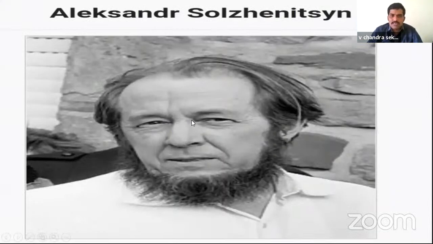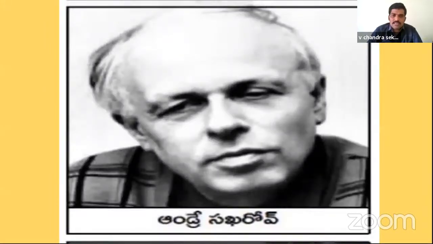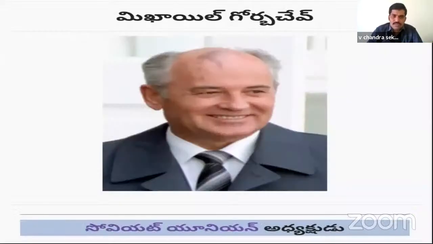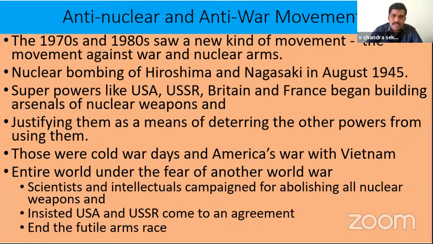Here we can see Aleksandr Solzhenitsyn is a writer, and Andrei Sakharov is a nuclear scientist. Both led social movements in the USSR. Mikhail Gorbachev is the president of the USSR who introduced the Glasnost process, which gives more freedom to the people and more transparency in government activities and policy implementation. Now, another set of movements: anti-nuclear and anti-war movements.